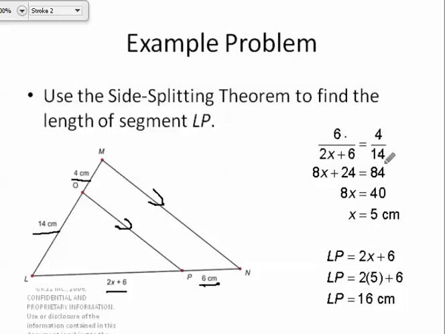6 times 14, 84. 4 times 2, 8x. 4 times 6, 24. Subtract the 24 from both sides. 8x is equal to 40. That means x is equal to 5.